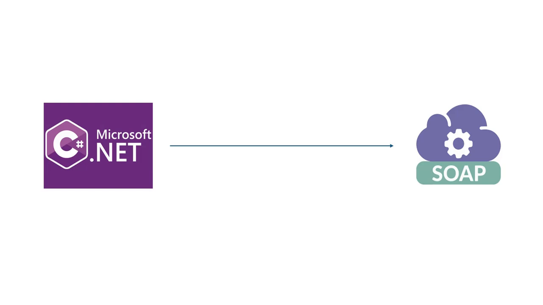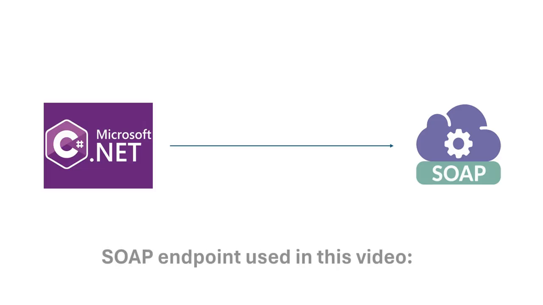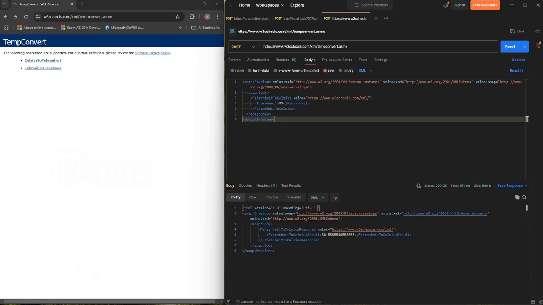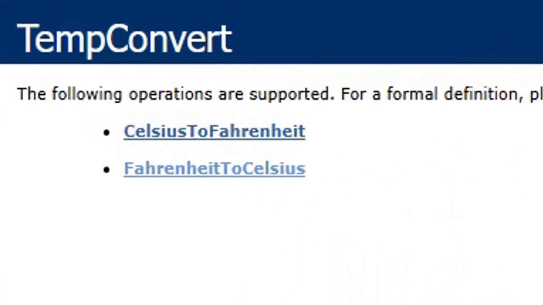Hey guys, in this video I'm going to show you how to call a SOAP API endpoint from C#. I use this SOAP endpoint from W3 School for this demo. It's a public API and you can have a play with that as well for free if you want to. Okay, let's get started. This endpoint is a temperature conversion service, and I'm using the Fahrenheit to Celsius method here.